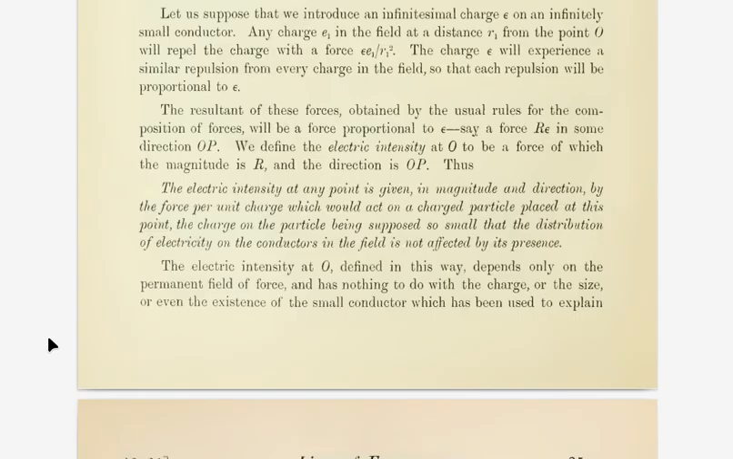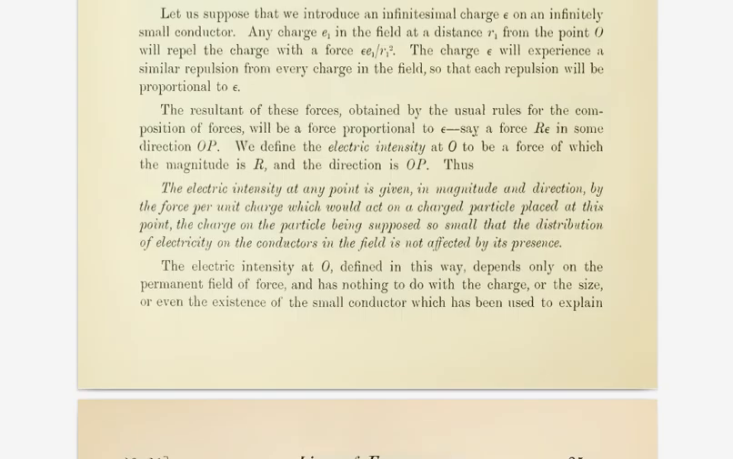We define the electric intensity at O to be a force of which the magnitude is R, and the direction is OP. Thus, the electric intensity at any point is given, in magnitude and direction, by the force per unit charge which would act on a charged particle placed at this point. The charge on the particle being supposed so small that the distribution of electricity on the conductors in the field is not affected by its presence.